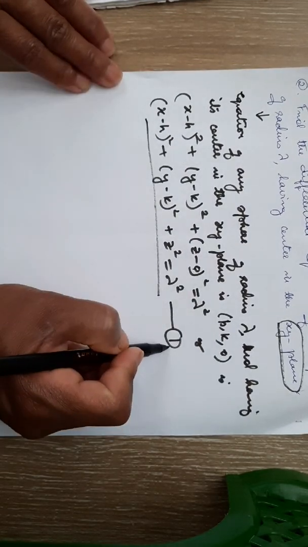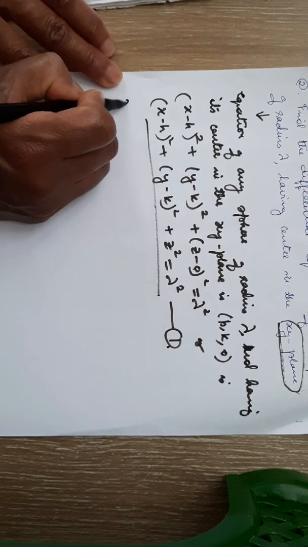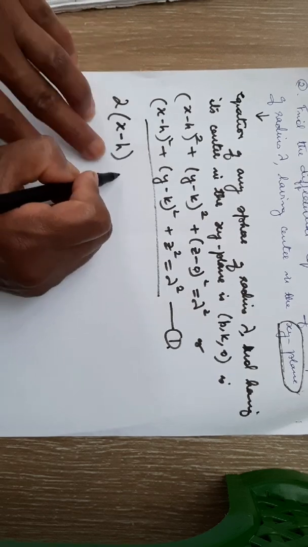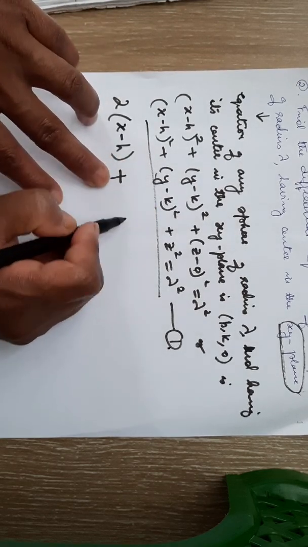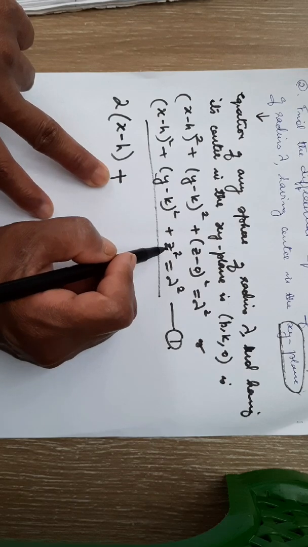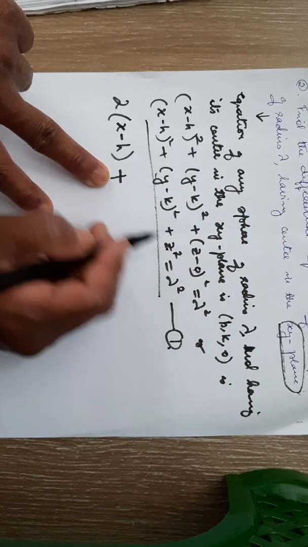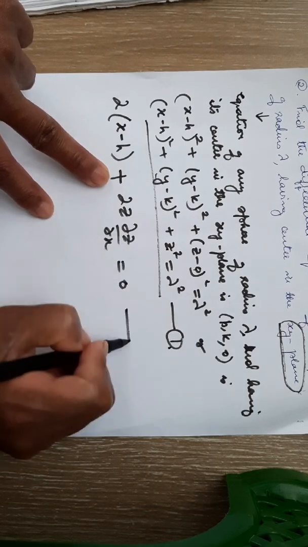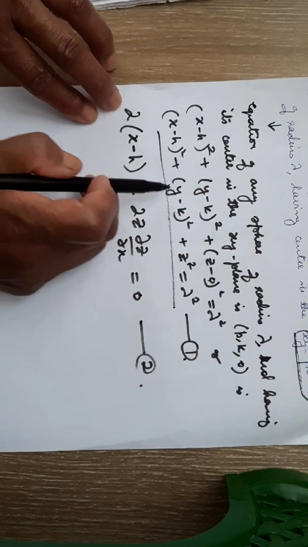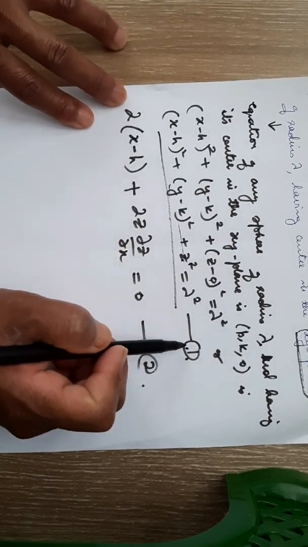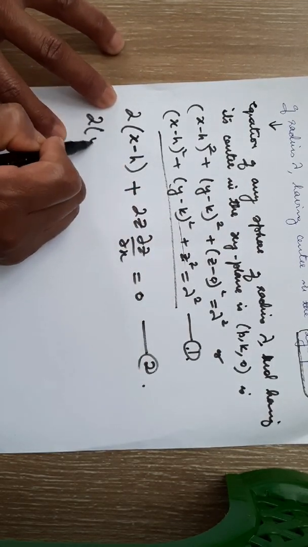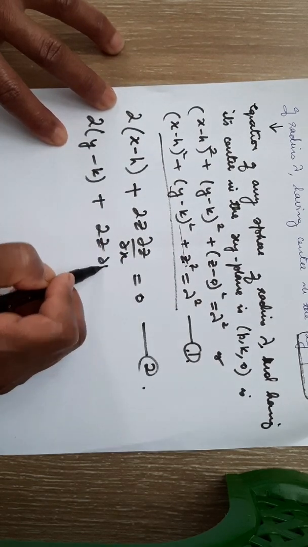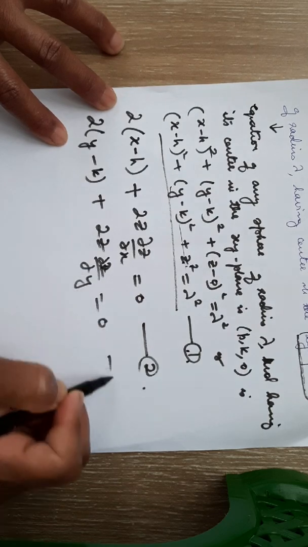Now differentiating equation 1 partially with respect to x, then you'll get 2 into (x minus h) plus differentiation of the y term will become 0, plus, since z is a dependent variable on x and y, it will be 2z del z by del x is equal to 0. Name this as equation 2. Next you differentiate equation 1 with respect to y, then you'll get 2 times (y minus k) plus 2z del z by del y, equal to 0, equation 3.